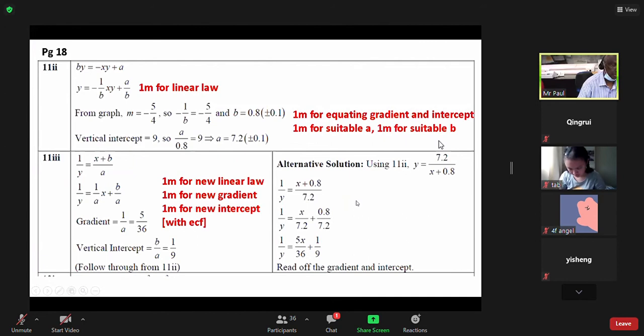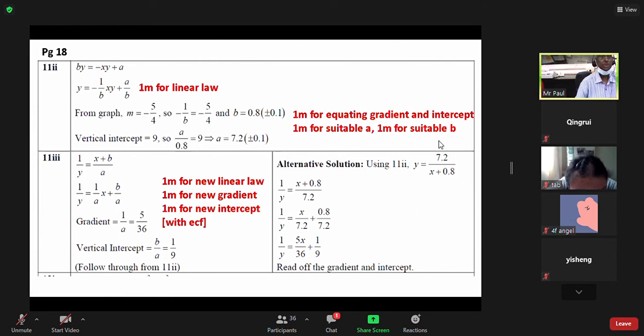Now it says use your graph. So when the question says use your graph, you cannot substitute values. I know some of you look at the table, you have the values of X and Y. From the table, you substitute, then you went to find A and B. You will not get any marks for that. Only a few of you did that.